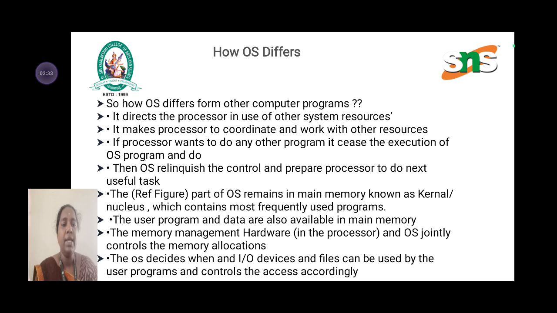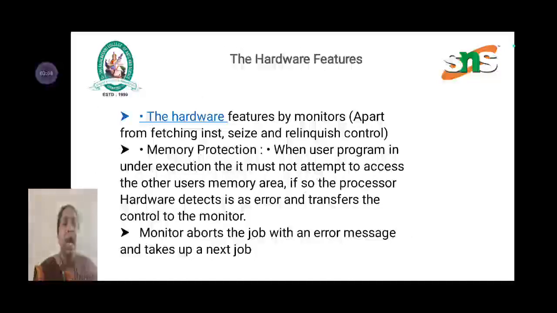A part of the operating system remains in main memory. It is known as the kernel, which contains the most frequently used programs. The user programs and data are also available in main memory. The memory management hardware and the operating system jointly control the memory allocations. The operating system decides when input-output devices and files can be used by the user programs and controls the access accordingly.